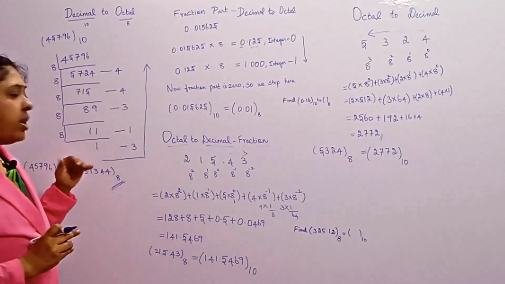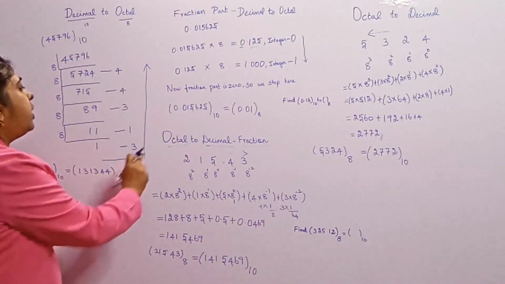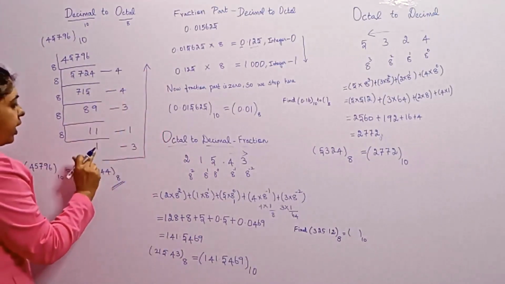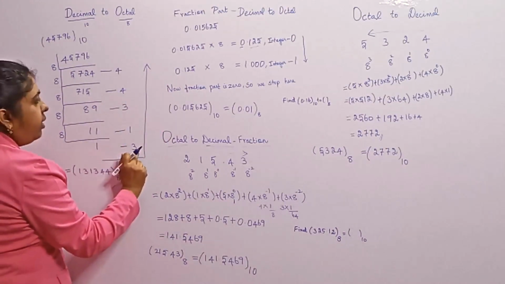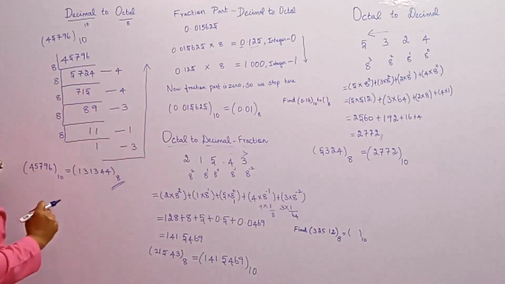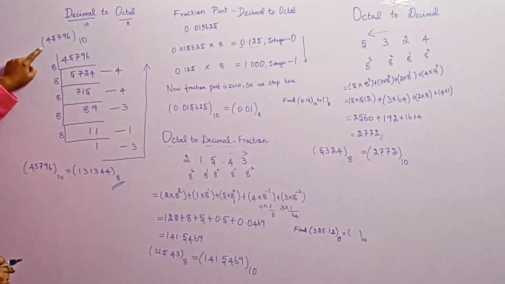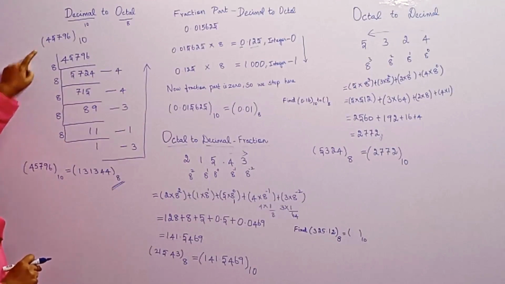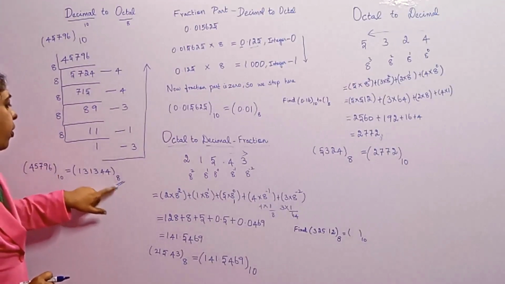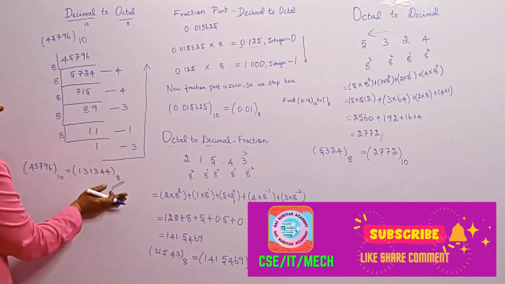Now the answer has to be written from the bottom to the top. That's why the arrowhead is drawn like this. So we write 1 3 1 3 4 4, that is 131344. For this decimal number 45796 to the base 10, we have arrived at the octal number 131344 to the base 8. Now this is the integer part.